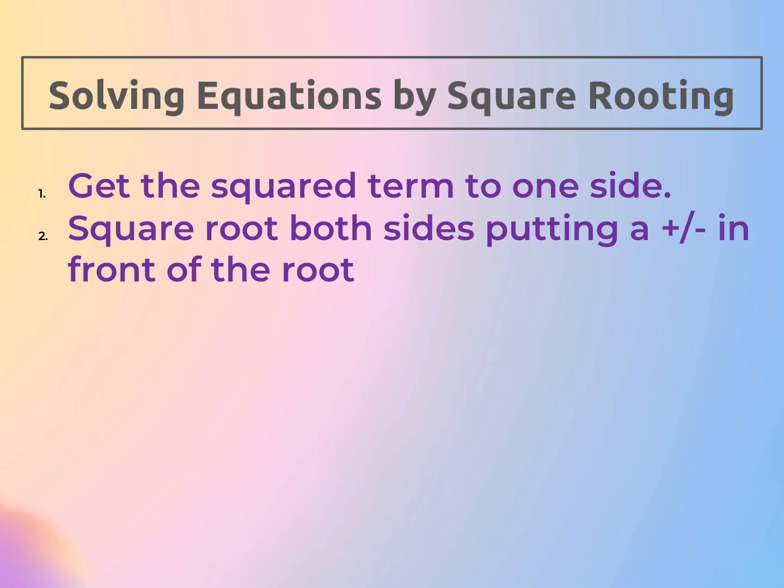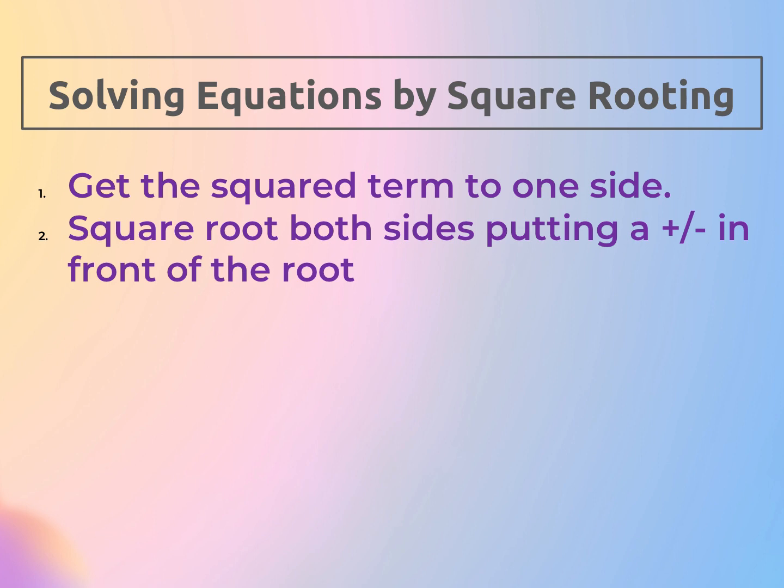All right, so for the first one, it says solving equations by square rooting. So what we're going to do is get the square term to one side. We're going to isolate the square term. Then we're going to square root both sides. And remember, this time when we do it, we're going to get a positive and a negative answer in front of the root when we're done. We're going to be leaving our answers in simplest radical form on the quiz.